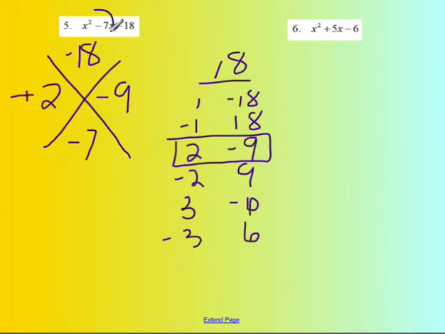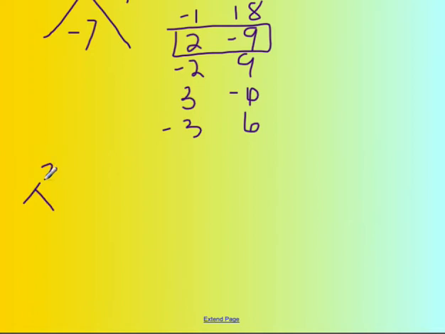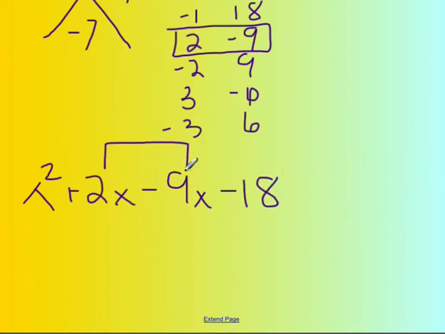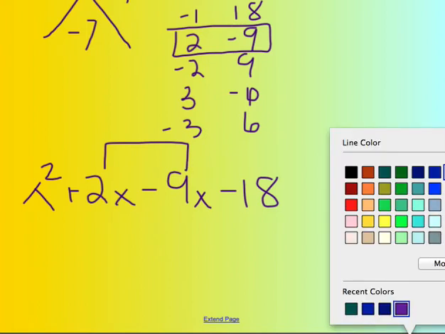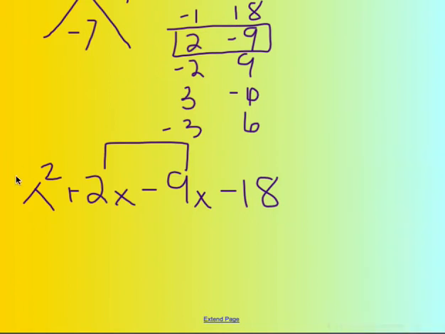So now I'm going to rewrite the equation, and I'm going to split that term up. So I'm going to have x squared plus 2x minus 9x minus 18. So again, notice that if you were to add those two together, it would still be -7. So I haven't really changed the quadratic yet. I've just used the x to help me figure out how I can split those terms up. So now I'm going to factor by grouping.